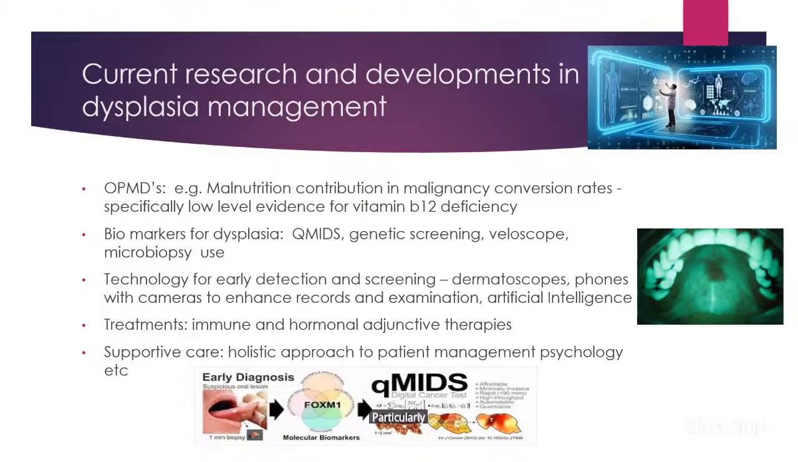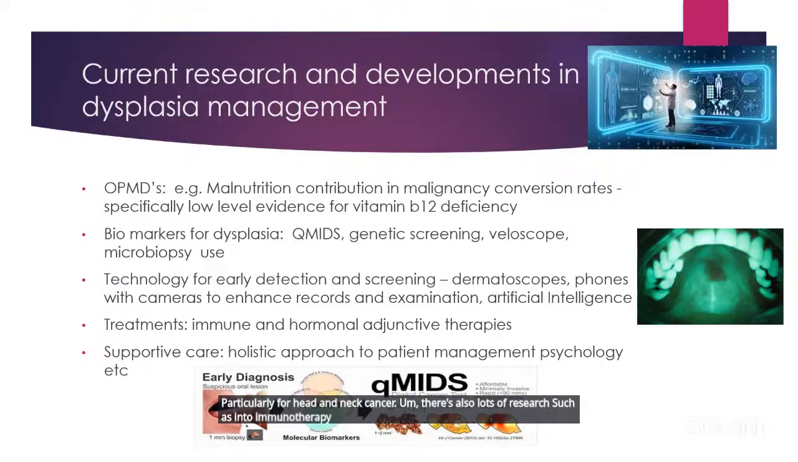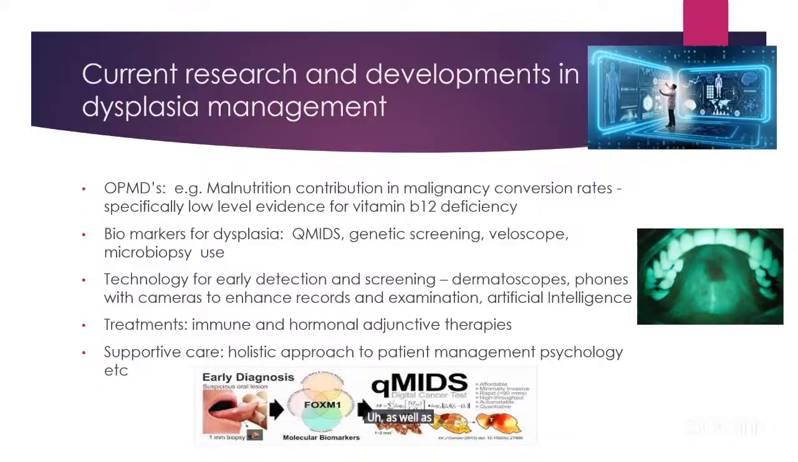There's also lots of research, such as into immunotherapy and hormonal adjunctive therapies, as well as surgery for treating head and neck cancers. But as such, so far, we haven't made a big dent in the 5-year survival for people with, for example, squamous cell carcinoma, which is the most common cancer.